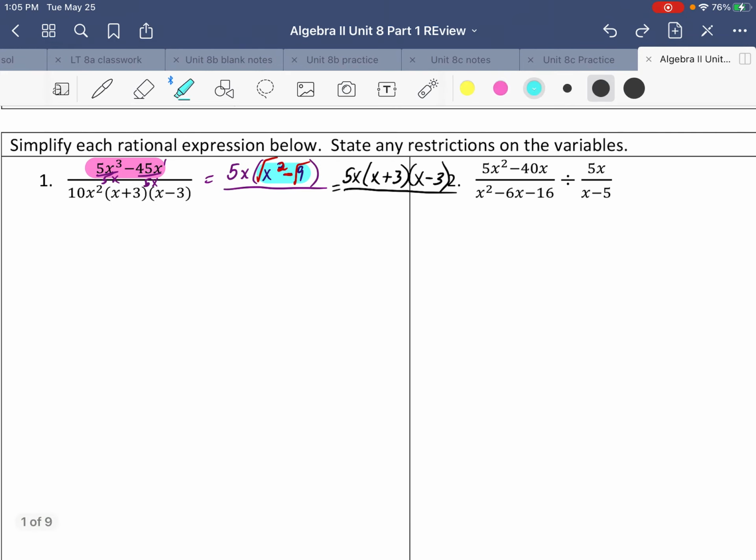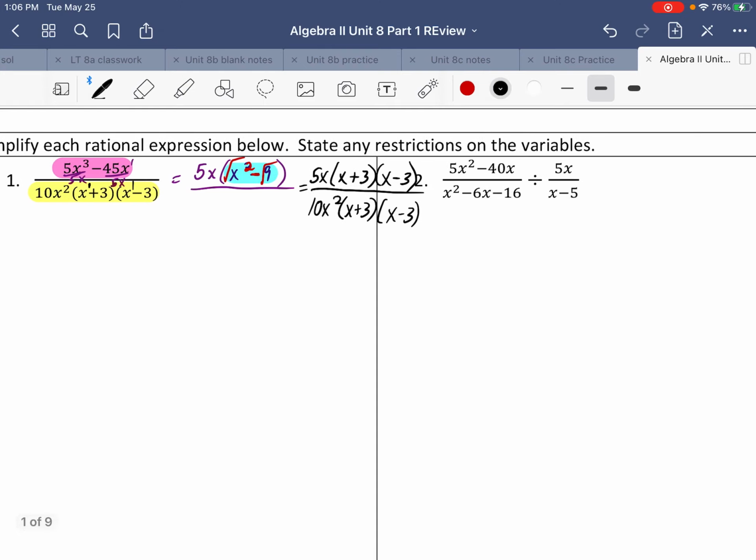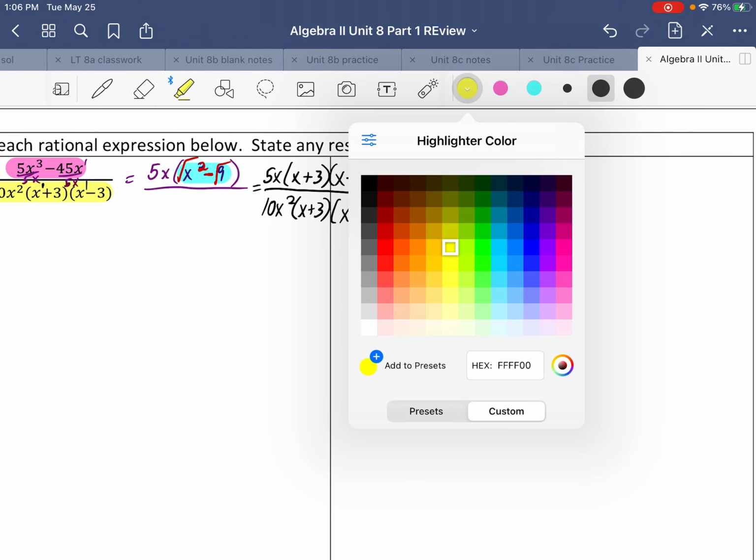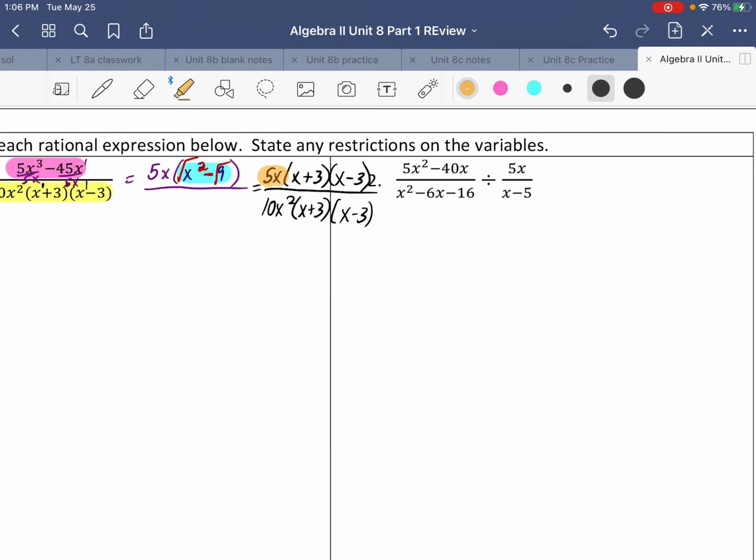Looking at our denominator, we have 10x squared, that's a monomial. Nothing to factor there. We have x plus 3. That is already a linear binomial. There's no greatest common factor. And x minus 3. That is a linear binomial. There's no greatest common factor. At this point now, I'm going to look at all of the terms, or all the factors.